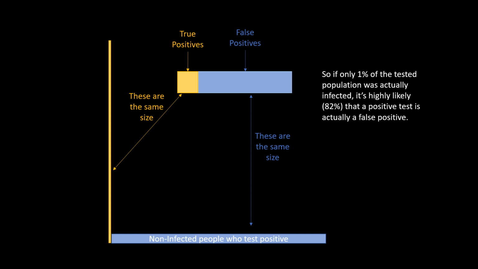In fact, if only 1% of the tested population was actually infected, it's highly likely, 82%, that a positive test is actually a false positive. And note, the accuracy of the test is still 95.58%.